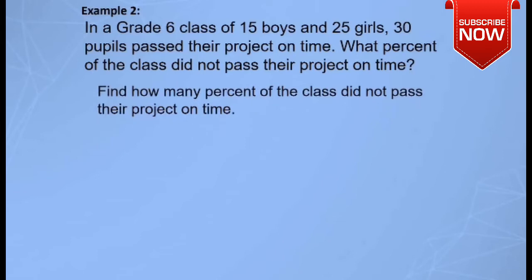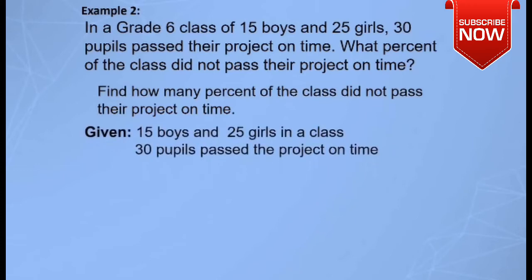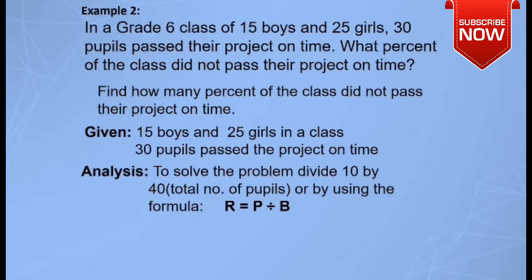What are the given data? 15 boys and 25 girls in a class. 30 pupils passed the project on time. Analysis: to solve the problem, divide 10 by 40, the total number of pupils, or by using the formula rate is equal to percentage divided by base.